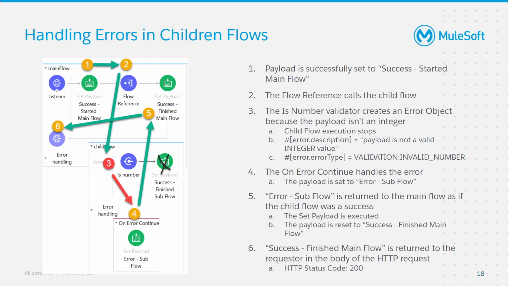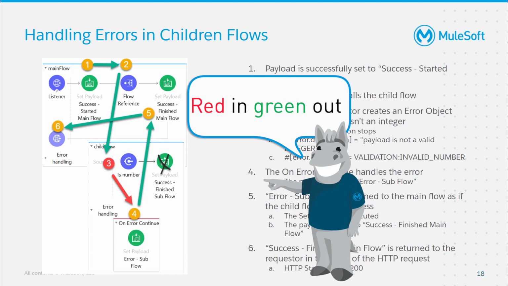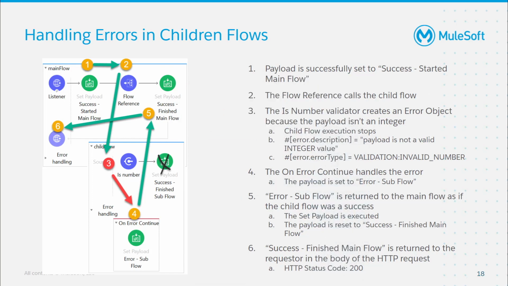Since the error object has now been created, the execution scope shifts to the onErrorContinue scope. The payload is set to error subflow, and then, because an onErrorContinue is read in, green out, the execution scope returns to the main flow as if the child flow completed successfully. This is an important point to note, because an onErrorContinue returns a success message. For all intents and purposes, the main flow believes the child flow completed successfully, and therefore the final set payload of the main flow will complete successfully, and the payload will be set to success finish main flow. And this will then be passed back to the HTTP listener with a status code of 200.